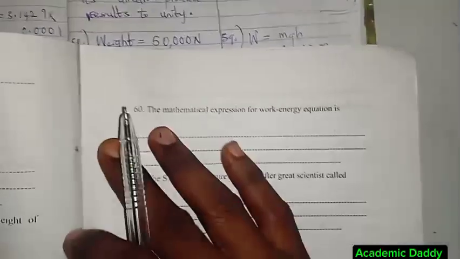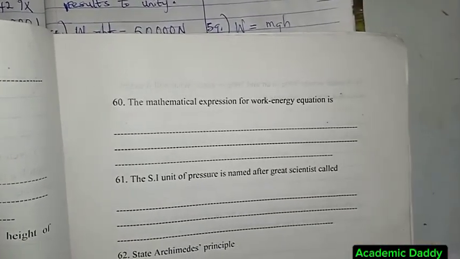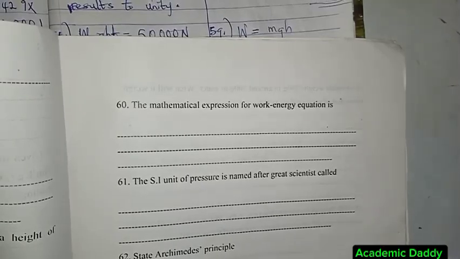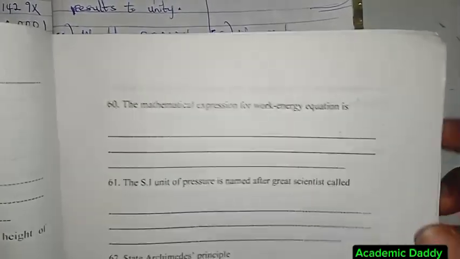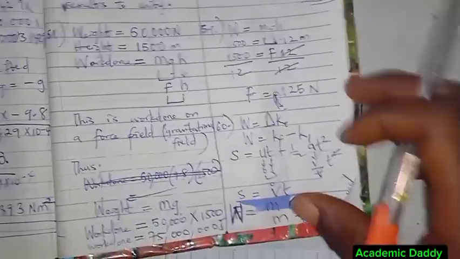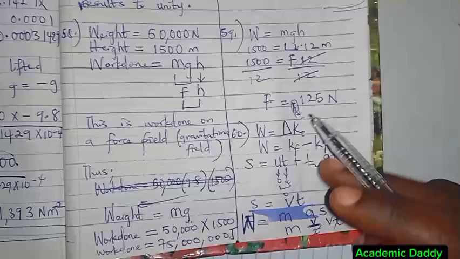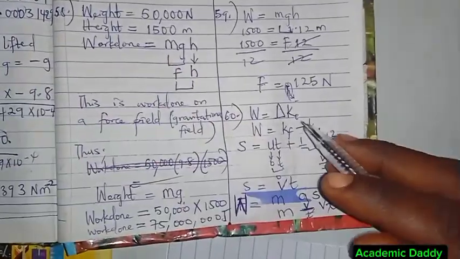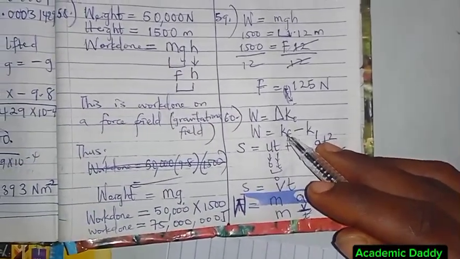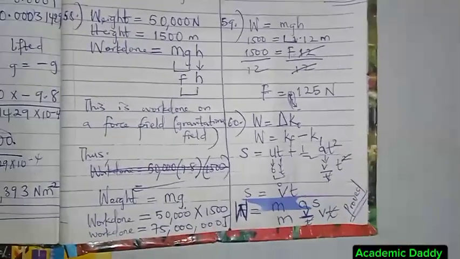Now question 60, and the last one for this video. It says the mathematical expression for the work energy equation is. Whenever they ask you the mathematical expression for work energy, it simply means that work is equal to change in kinetic energy. So I did it here. I said that work is equal to change in kinetic energy. So the mathematical expression is simply Kf, final kinetic energy, minus initial kinetic energy. Then we proved how we got it.